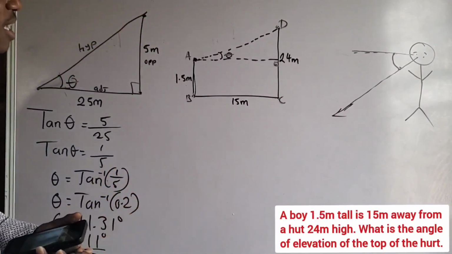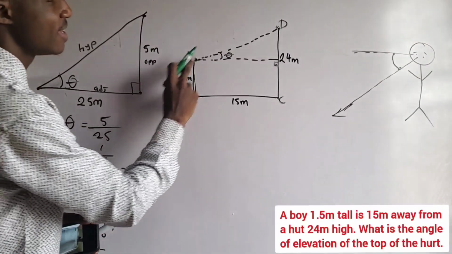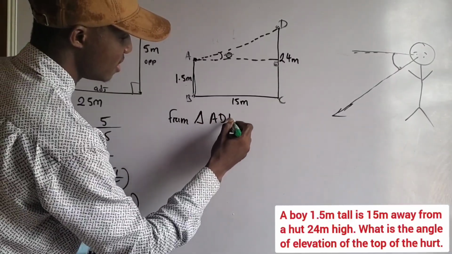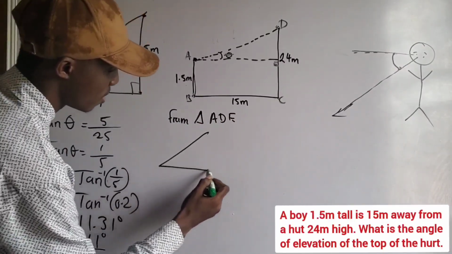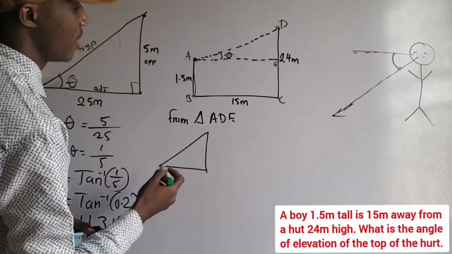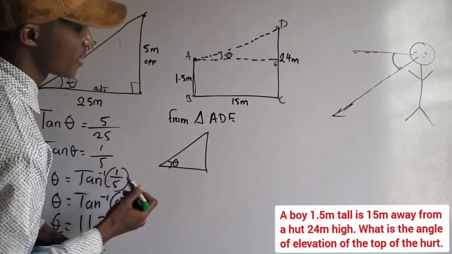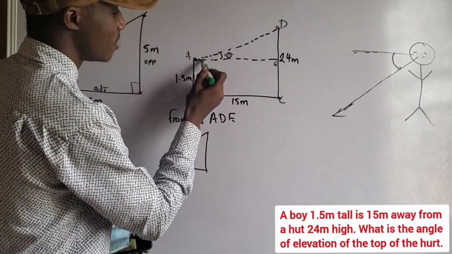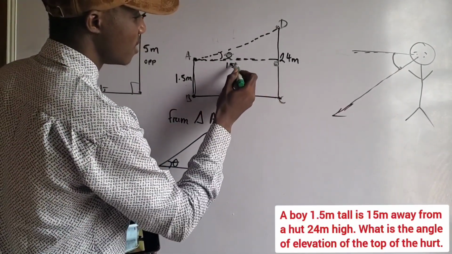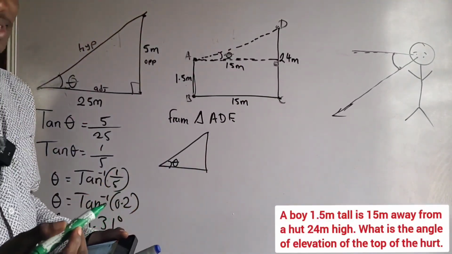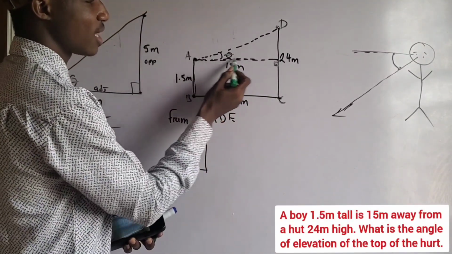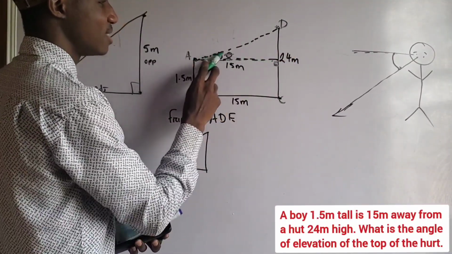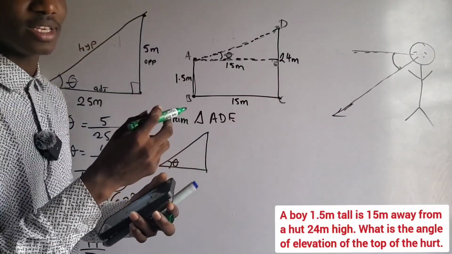Now, to get the value of theta, let us bring out triangle ADE. From triangle ADE, this is the triangle. This is theta, you know. Now, the distance between this point and this point is 15 meters. That means that the distance from this point to this point also will be what? 15 meters. The simple reason is because they are parallel. Are you getting it? They are parallel. This is the horizontal line, and this is the line of sight of the boy when the boy looks at the top of the tower.